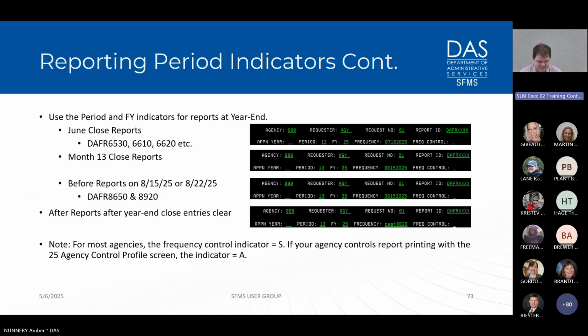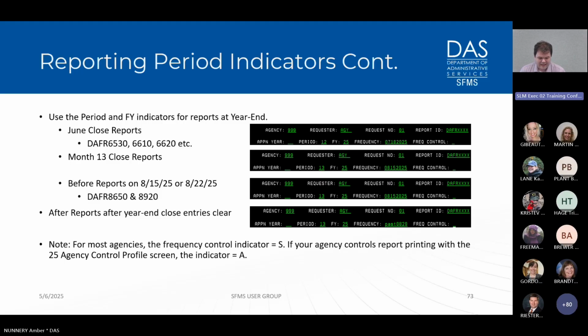So continuing with reporting period indicators, here are recommended indicators for each set of reports. Hopefully this will help streamline things. June close reports for the DAFR 6530, 6610, and 6620, you will order these on July 18th. Month 13 close reports, you will order these August 8th. Year-end close reports for the DAFR 8650 and 8920, you will order these August 15th or August 22nd.